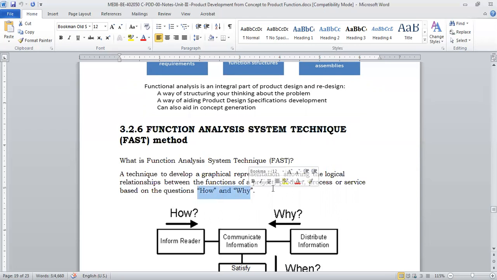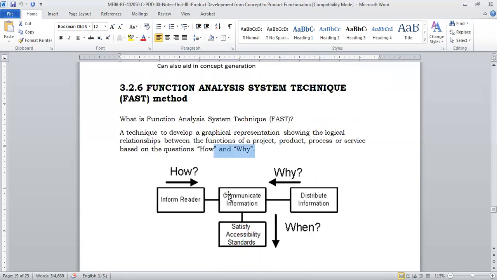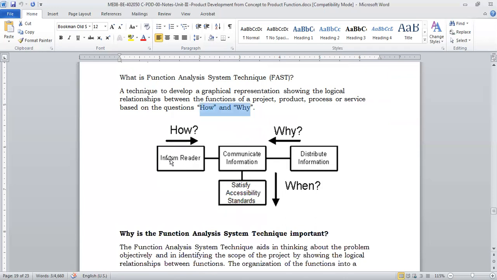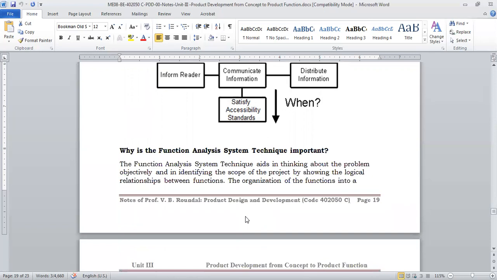So basically in this FAST method, we will be asking two questions: how we are going to do it and why we are going to do it. How informs the reader, why distributes information, and this combines to communicate information and satisfy accessibility standards. Now we'll take an example, right? Why is the FAST method, Functional Analysis System Technique, important?